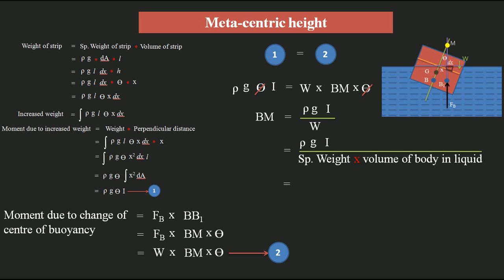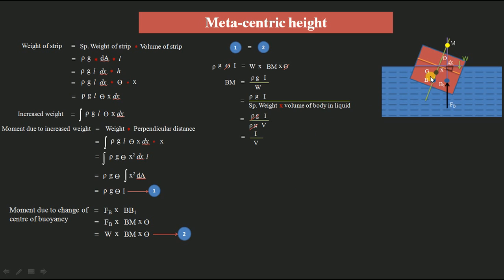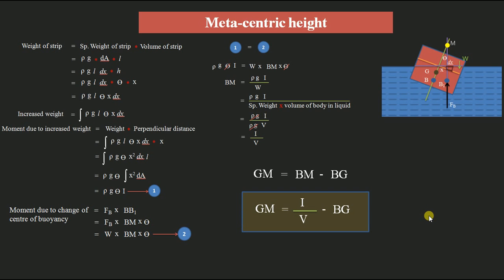Again, rho g I by specific weight means we can write rho g into volume, represented by capital V. So rho g gets cancelled, and the remaining will be I by V. So BM is equal to I by V. And finally what we need to know is GM. So GM is equal to BM minus BG. In place of BM we can write I by V minus BG. So that is the equation for finding the metacentric height of the metacenter.